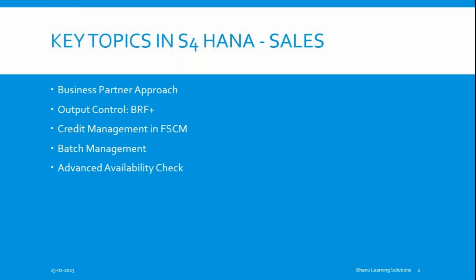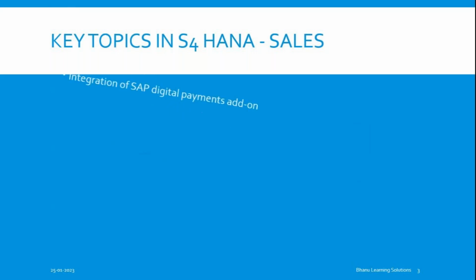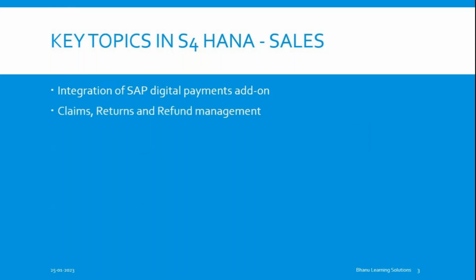Already in ECC we have availability check, and we will see how it works in S4 HANA, and how sales contract management works in S4 HANA, and accelerated customer returns. In traditional ECC we have the normal customer returns process, but in S4 HANA we have accelerated customer returns. Similarly, SAP digital payments is new functionality that has come up in S4 HANA, which was not there in ECC, and it is in the S4 HANA 2020 version. Like that, there are so many new features in S4 HANA.